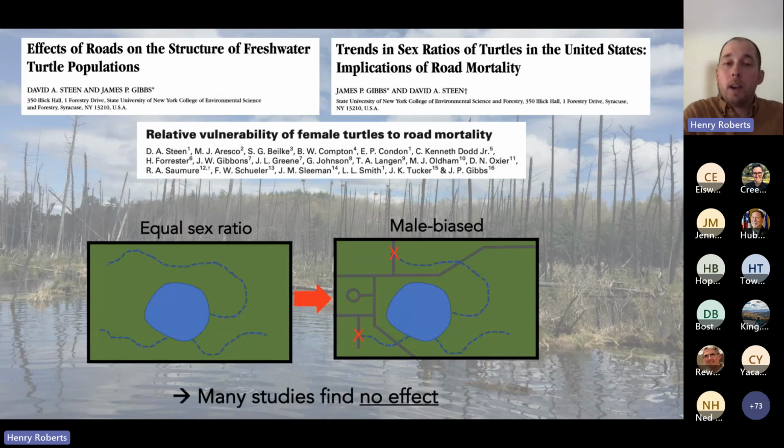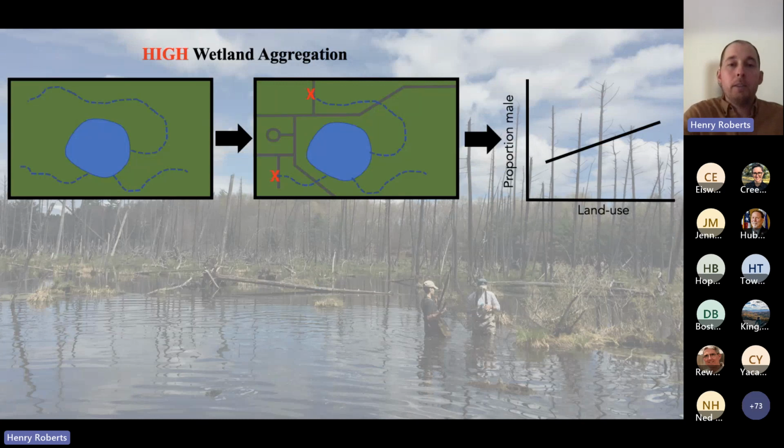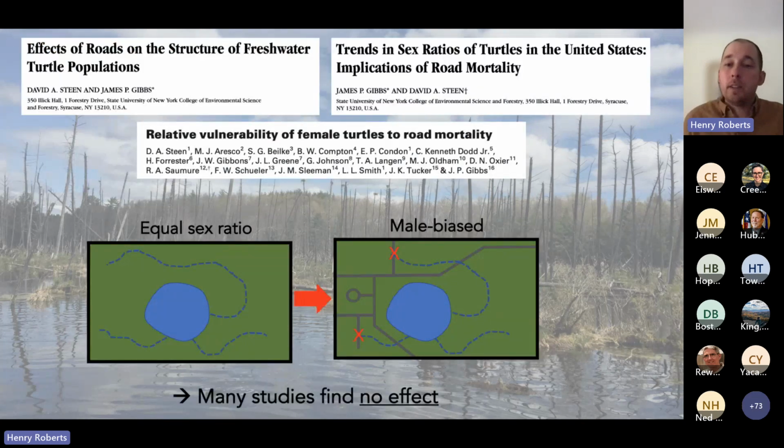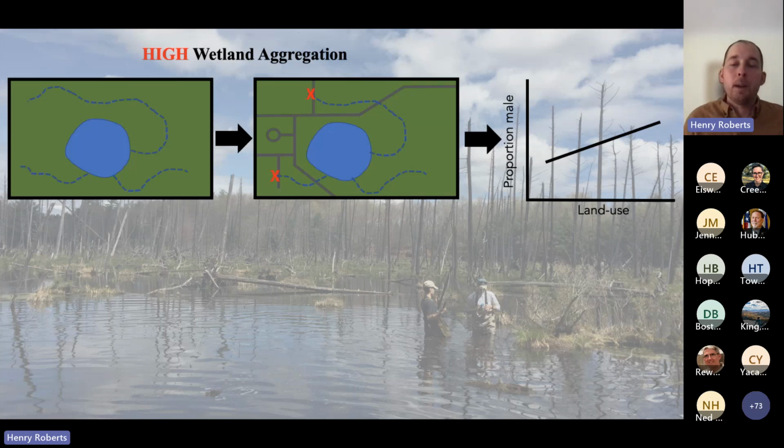There's strong support for this relationship, but there are also many studies that actually show no effect, no observation of this relationship, and some studies that actually show the opposite pattern. So obviously, to me, this suggests that there's potentially a mediating factor that is controlling this relationship. And from my perspective, thinking about landscapes and configuration of habitat, my brain jumps to how wetland configuration could potentially play a role in this relationship.